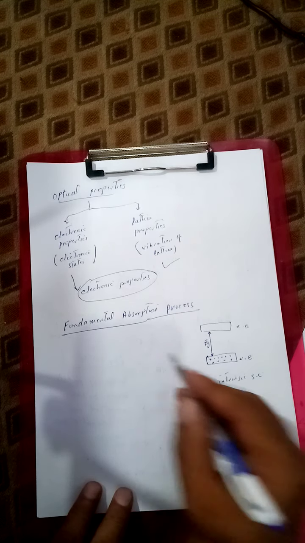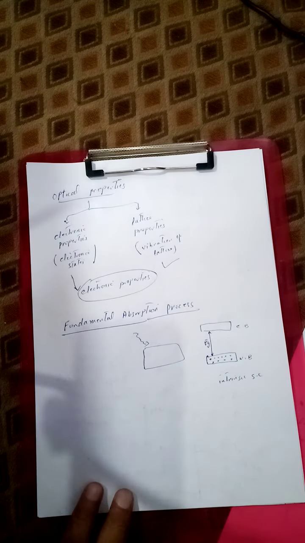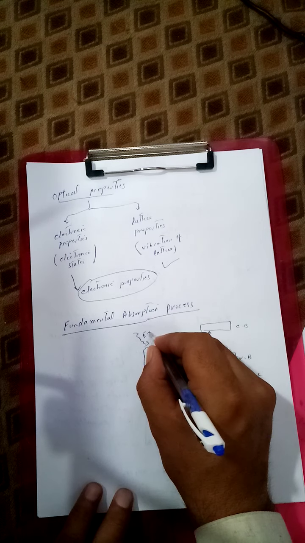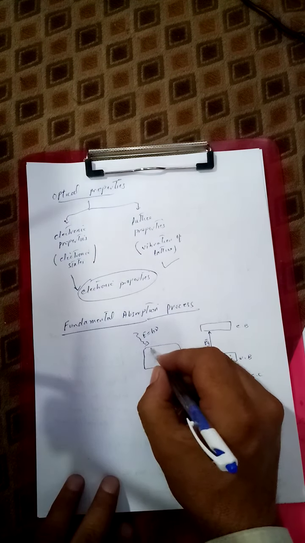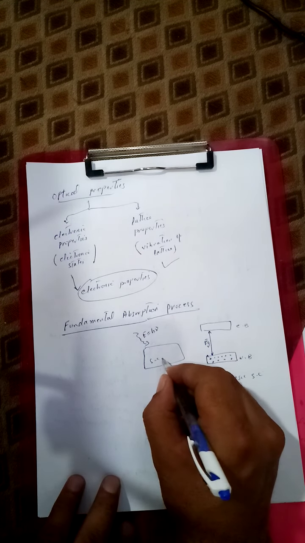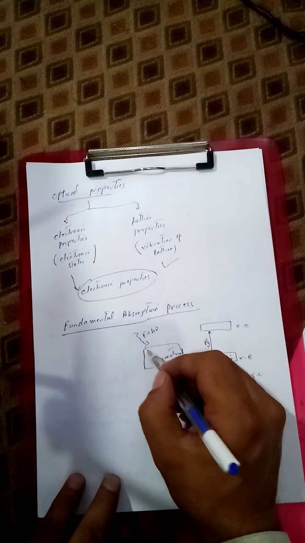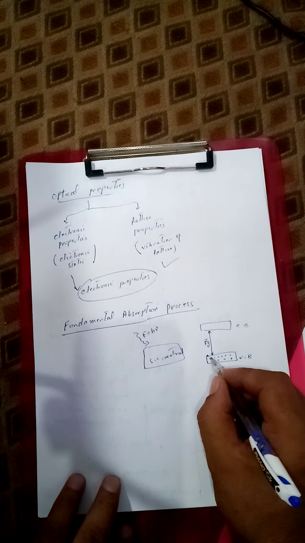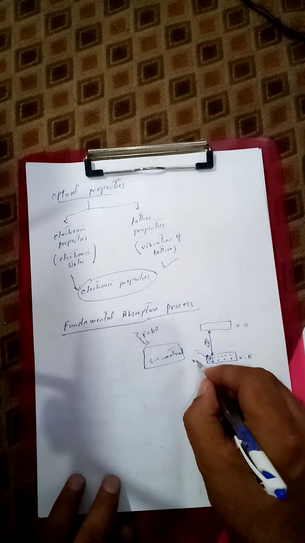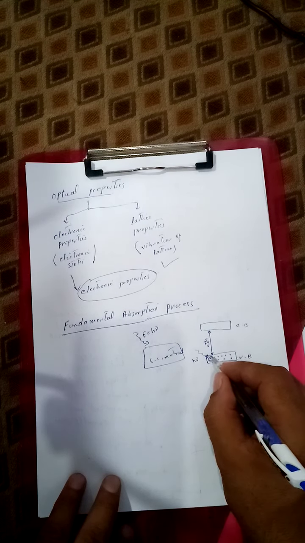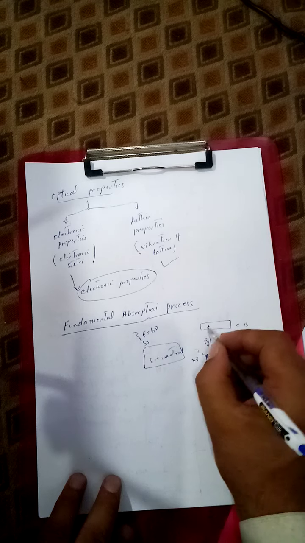Now, let's suppose we have a semiconductor material. If light, a photon of energy E equal to h nu, where h is the Planck constant and nu is the frequency, falls on this semiconductor material, then these photons will be absorbed by these electrons. So the photon will be absorbed by this electron, and this electron now jumps from this valence band to the conduction band. So we have a hole here and we have an electron here.